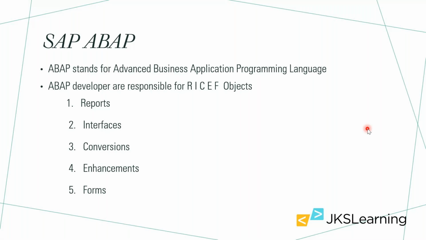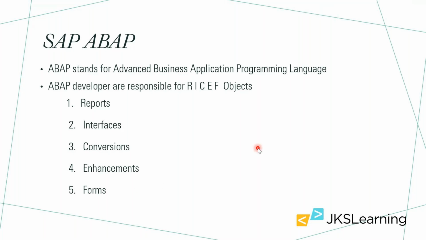working on? They are mainly responsible for RICEF objects. If we abbreviate this, R stands for reports, I stands for interface, then conversion, then enhancement, forms. There is something called W also, which is workflow. We will see it in detail in the later part, but now we'll focus on these main important objects. So whenever I say I'm working on any task in SAP ABAP, I will be working on one of these objects.